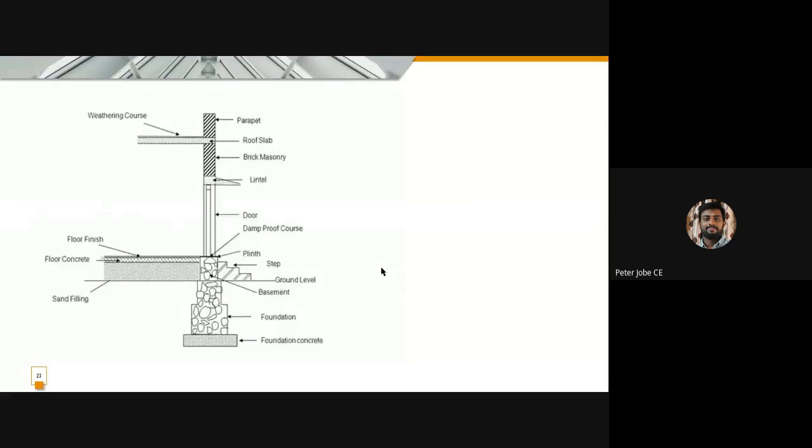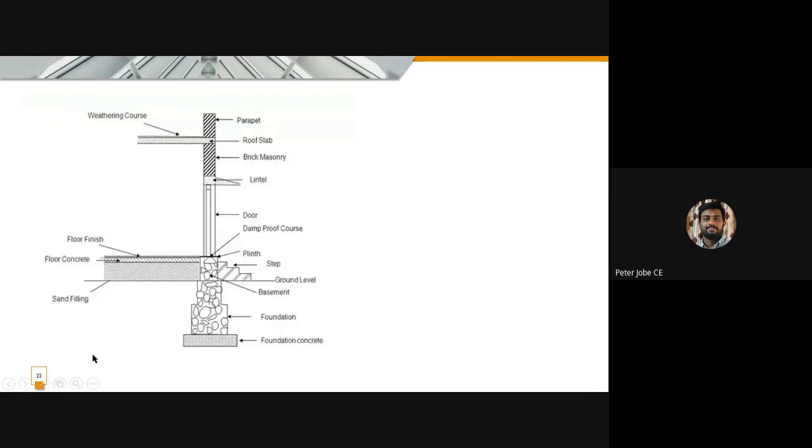I hope it's time to conclude. But you need to understand, if you look at the figure, that as we move from top to bottom, the load will cumulatively increase. At the roof slab, the load above it will be the load from the parapet. But when we reach the lintel, all the loads above the lintel will come into play. Similarly, if we reach the plinth, all the loads above will come into play. So it's all cumulative. It will keep on adding as we move from top to bottom.